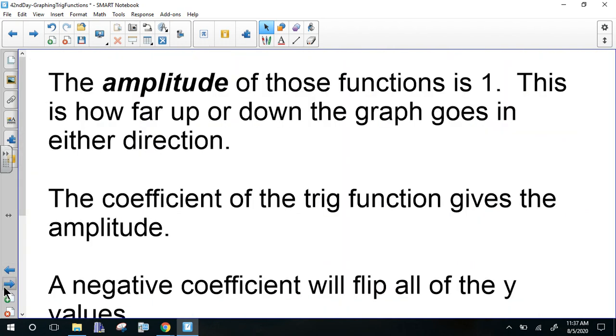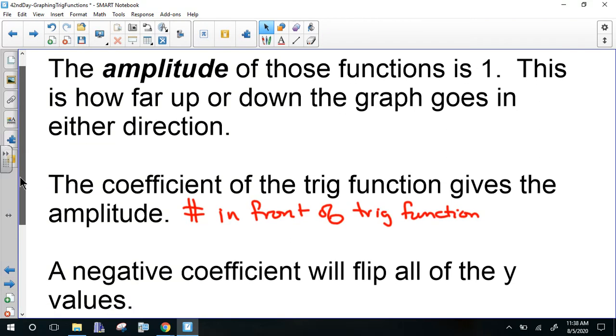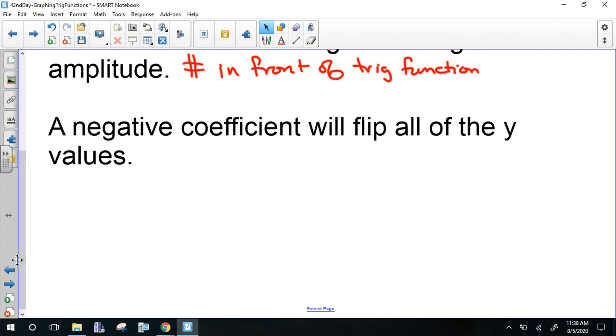So the amplitude is 1. This is how far up or down the graph goes in either direction. The coefficient of the trig function gives us the amplitude. So that's the number in front of the trig function. A negative coefficient will flip all of the y values. So they'll flip it over the x-axis, just like it would in any other function.